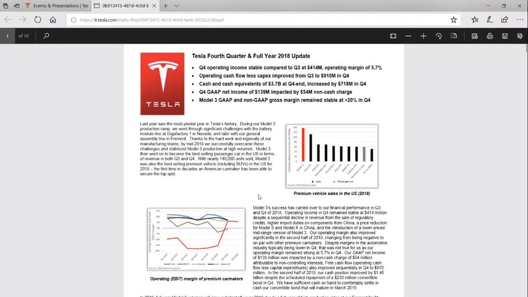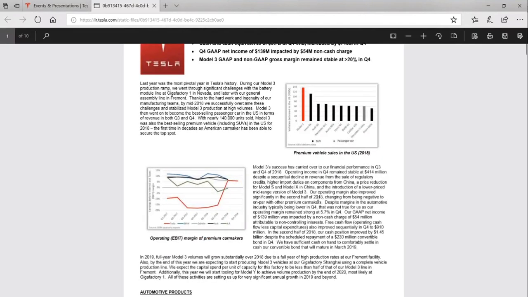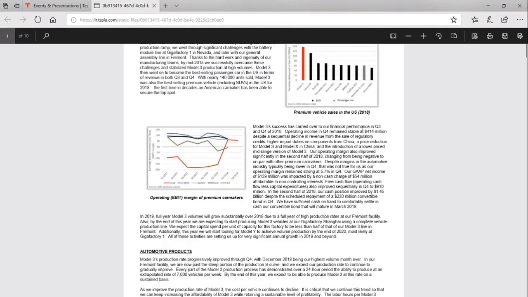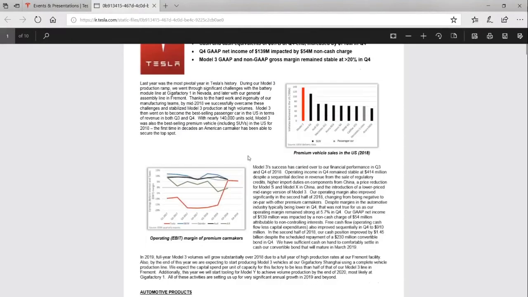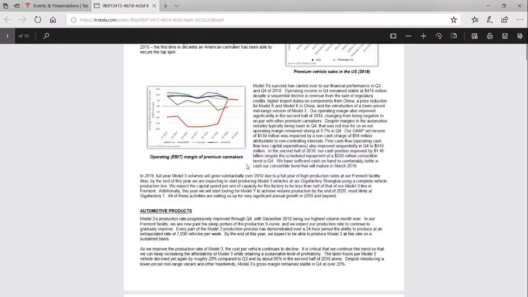This is what they sold in the US in 2018. We look at the financial performance, and you can really get a sense of if the company should go up or down just based on looking at the numbers. Now, we want to forget the deep analysis for a second and make a snap judgment.